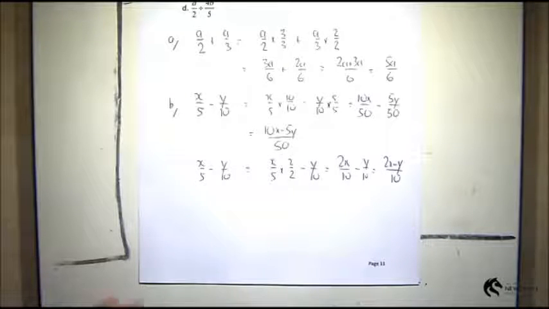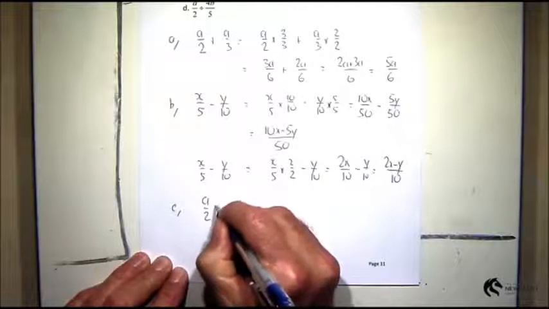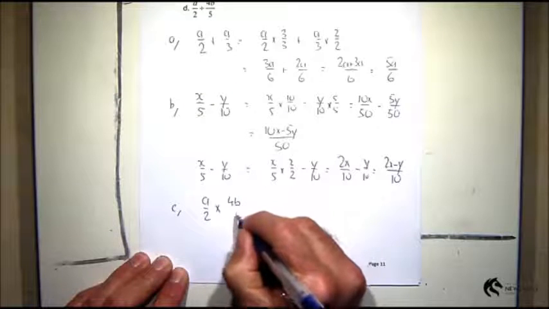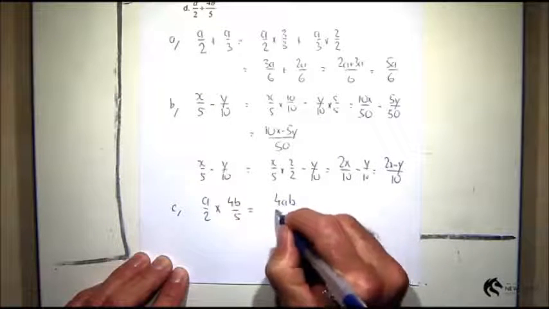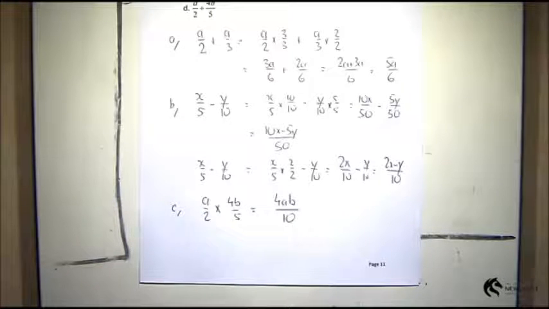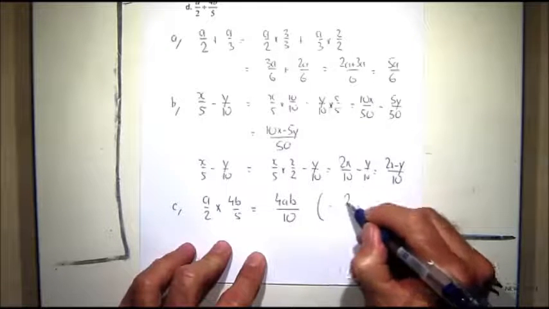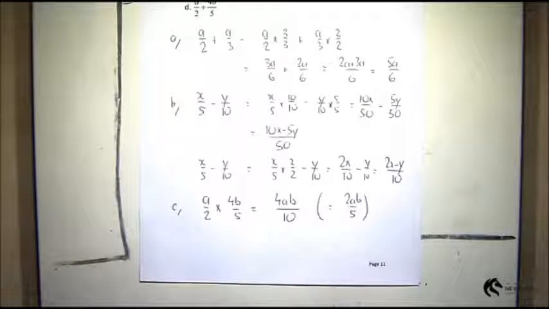Okay, C, we can do C. It says A on 2 times 4B on 5. Multiply the numerators, multiply the denominators. And again, once again, if you wanted to, you could write that as 2AB on 5. But we'll come to that in a minute.